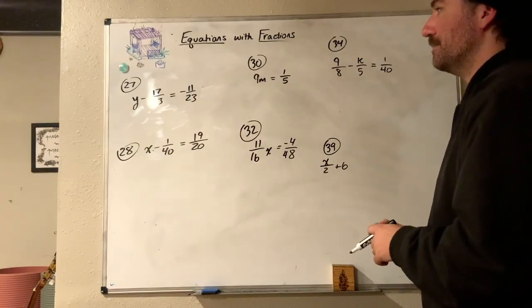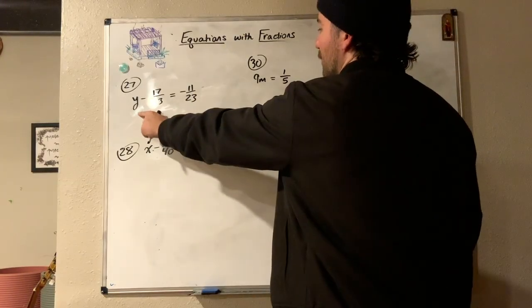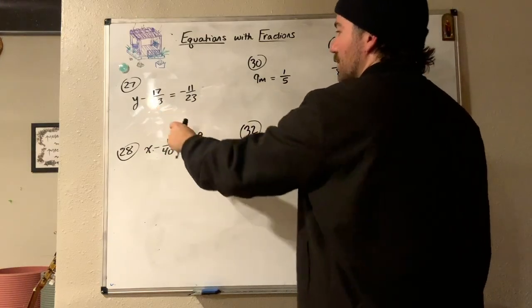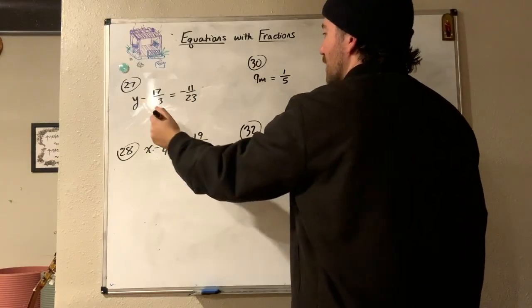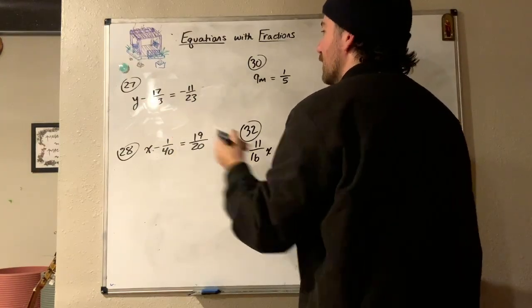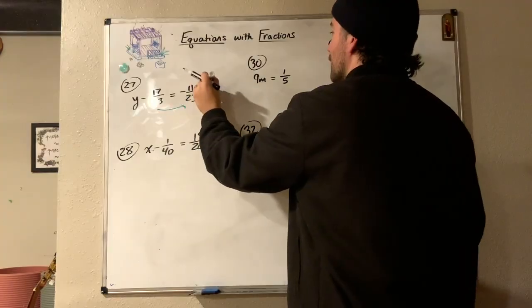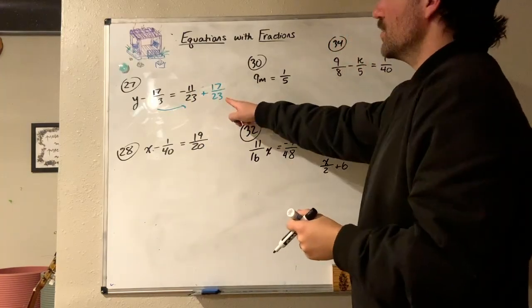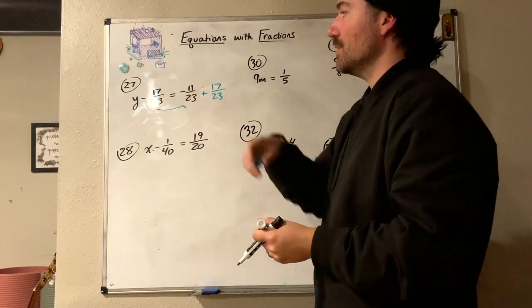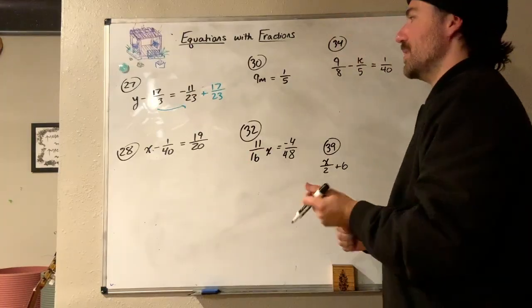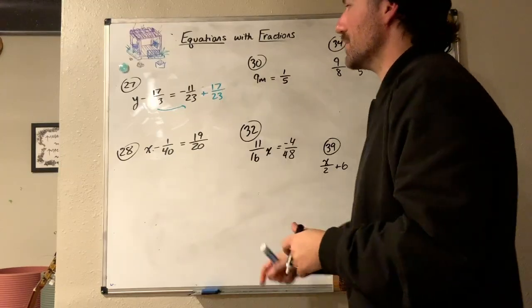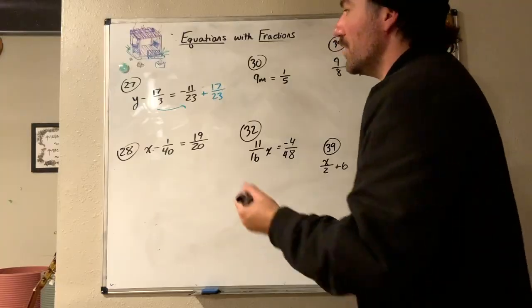In number 27, I want to solve for y. Let's move the 17/23 over to the right side. It's being subtracted, so let's add it to the right side. Do that as moving it over, plus 17/23. So I have 17/23, and I'm basically subtracting 11/23. It makes pretty good sense that I'll have 6/23 left over, 17 minus 11. The denominator is like the units that we're working with.